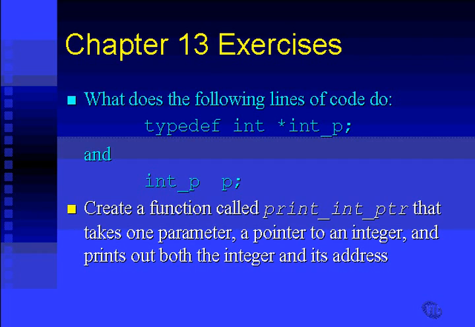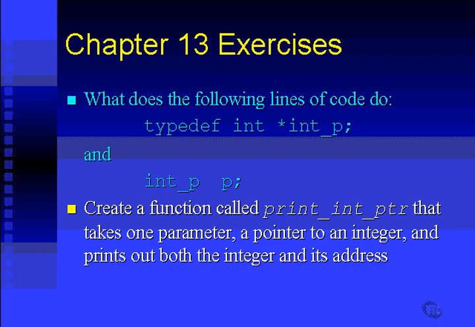And I want this function to take one parameter, which will be a pointer to an integer. And then I want that function to print out two things. I want it to print out the integer itself and the address. In other words, it'll be taking the address of an integer. I wanted to print out that address, and I also wanted to print out the thing that it is an address of.